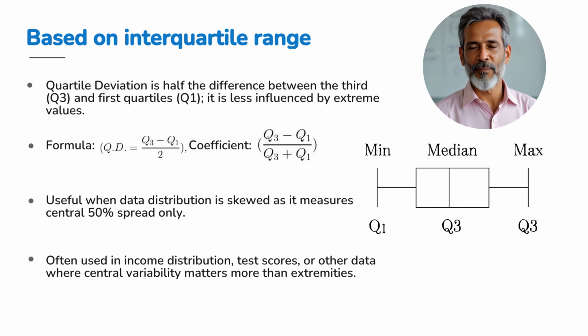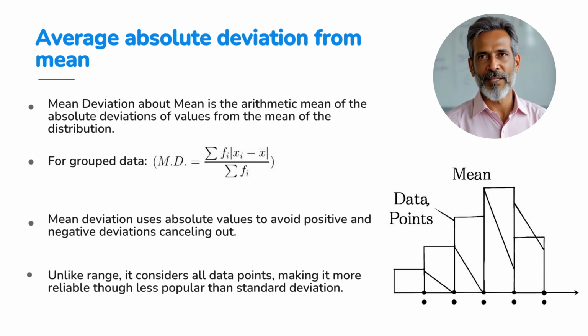Excellent so far. Next up is the mean deviation about mean. Think of it as the average distance of all data points from the mean without caring whether they are above or below it. This measure captures the typical amount by which values deviate or differ from the average. Formally, mean deviation is the arithmetic mean of the absolute deviations from the mean.